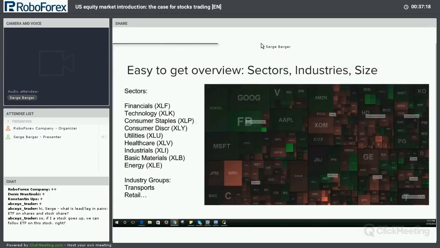That's the way I like to look at the market, first by sectors, and then you can also dig deeper and look at various different groups. For example, you can look at transportation stocks, retail stocks, or semiconductor stocks, like Intel. You can go into the financial sector and look deeper at stocks like JPMorgan, Wells Fargo, Citigroup, and Bank of America. All these stocks are inside these exchange traded funds.